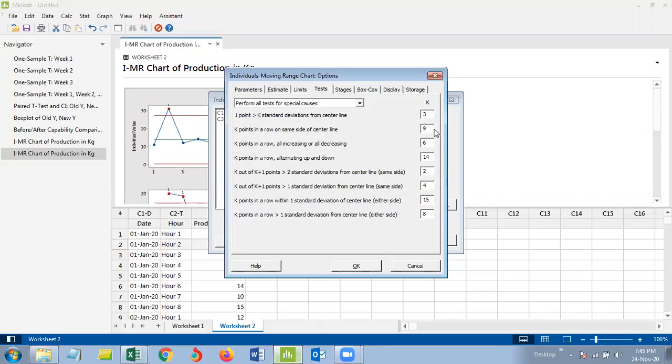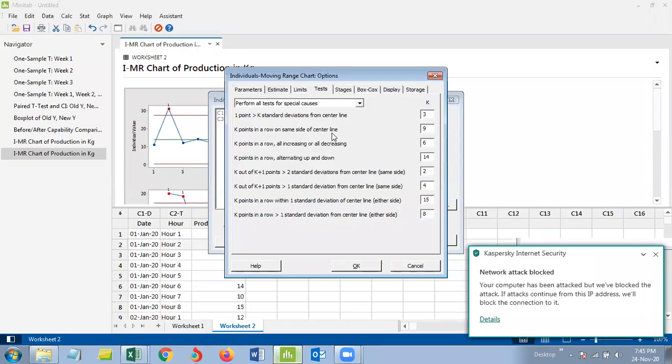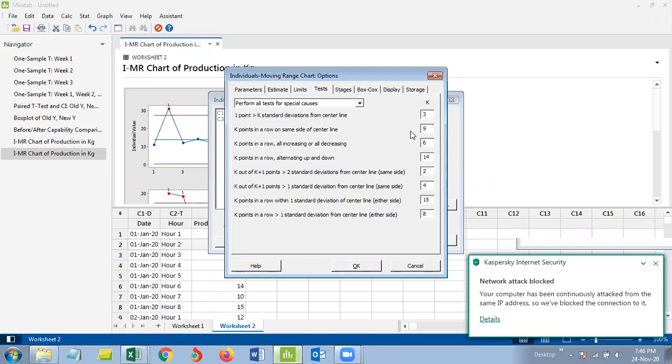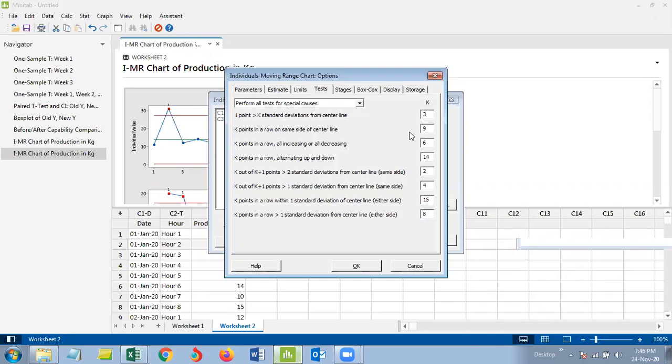Remaining 7 rules are here. 9 points in a row on the same side of the center line. So if 9 points are consistently on the upper side of the mean, or on the lower side of the mean, it says there is too much consistency on either the upper side or the lower side. Your data has started shifting its average now. It has started following a trend or a pattern where 9 consistent points have not gone below average or not gone above average. That means a new high or a new low is being created. The data has started following a new pattern now.